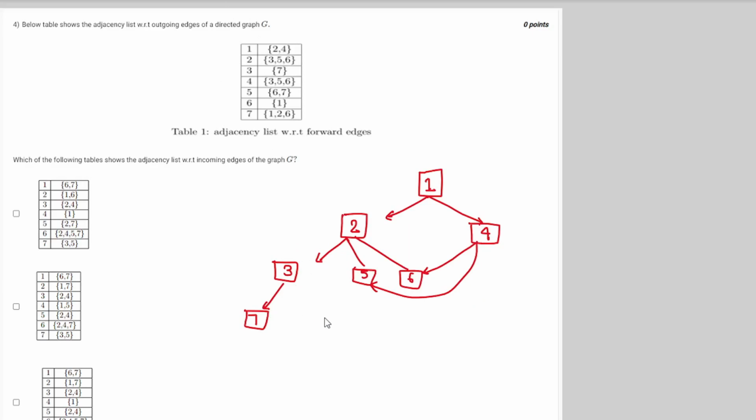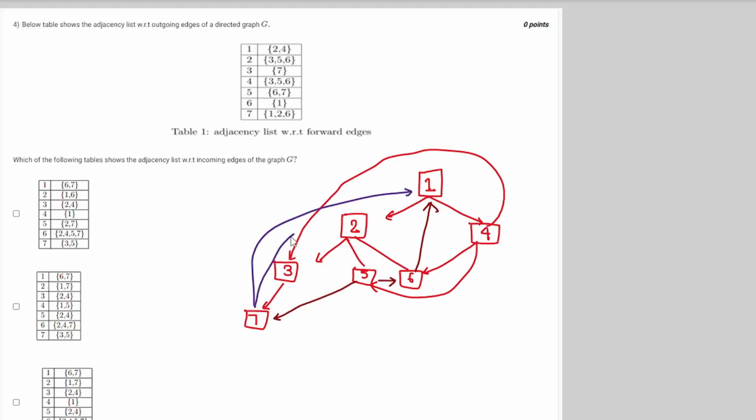So for 4, its edge is going to 3, 5 and 6. For 5, its edge is going to 6 and 7. For 6, its edge is going to 1. For 7, its edge is going to 1, 2 and 6.